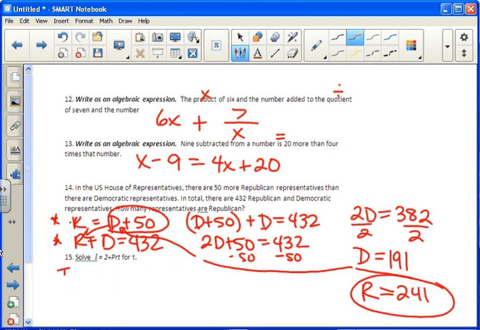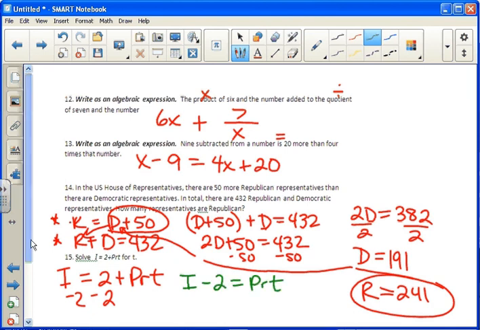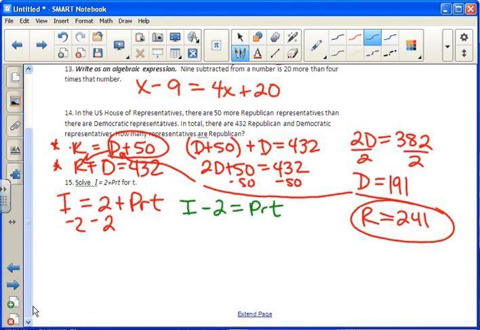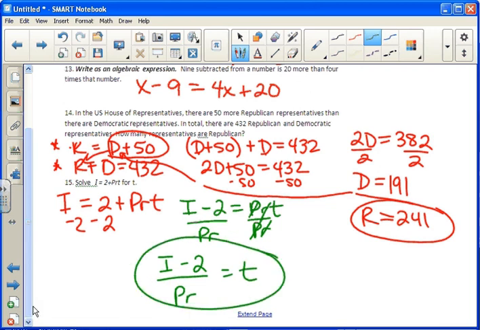So I can subtract 2 from both sides. That gives me I minus 2 equals PRT. And then I need to get T by itself, so I divide both sides by PR. So I get (I minus 2) over PR equals T. And that's going to conclude part 2. I'm going to have one more video for part 3, and that'll complete the review.